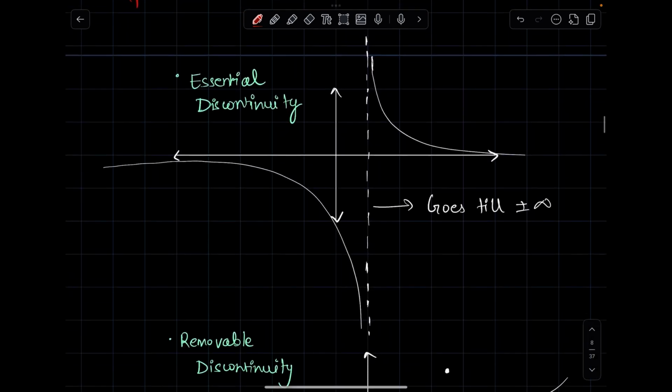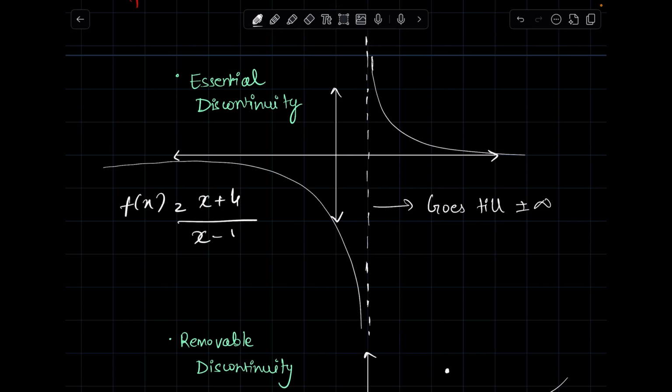Okay, essential discontinuity. We encountered essential discontinuity before, and essential discontinuity is basically an asymptote. In the first question, when we encountered x plus 4 upon x minus 4, we had an essential discontinuity, or an asymptote, at x is equal to 4 because the function could not exist there. That is your essential discontinuity.